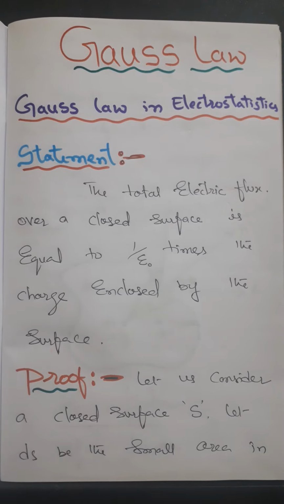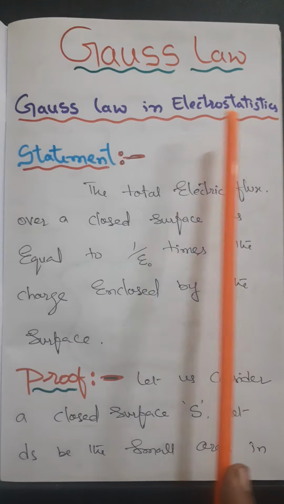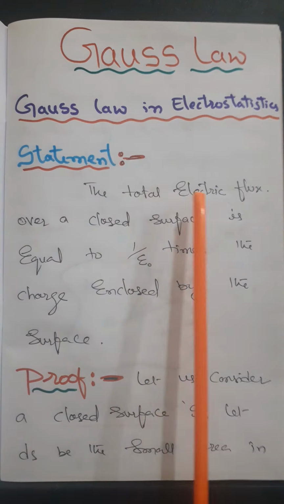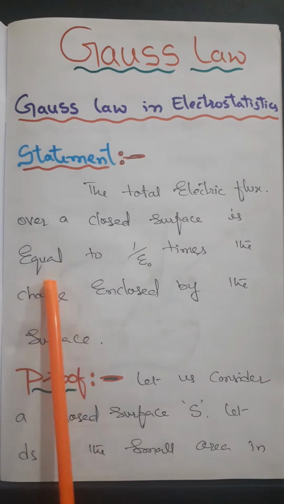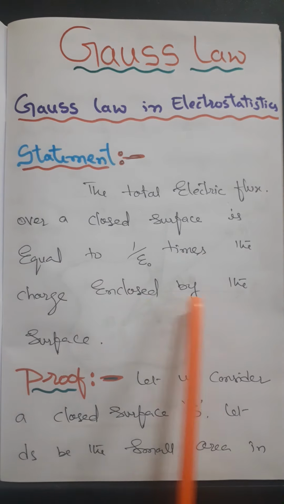Good morning. Today I am going to explain what Gauss law is in electrostatics. Simply, it is called Gauss law. The statement is: the total electric flux over a closed surface is equal to 1 by epsilon naught times the charge enclosed by the surface.